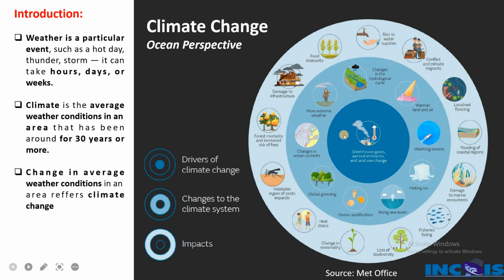So the first dark blue circle indicates the major causes of climate change, the second medium blue circle indicates the major changes in the current existing climate, and the third light blue circle indicates the major consequences of this climate change. We will discuss all of these in a detailed manner in further slides.